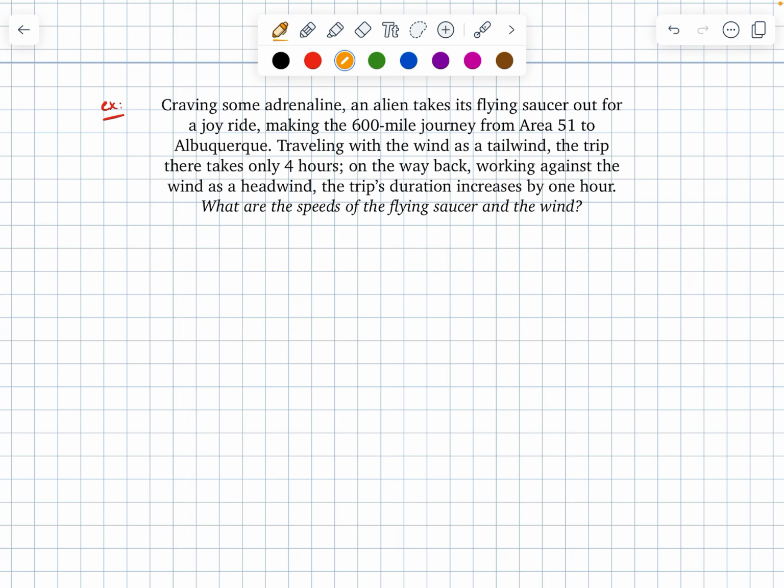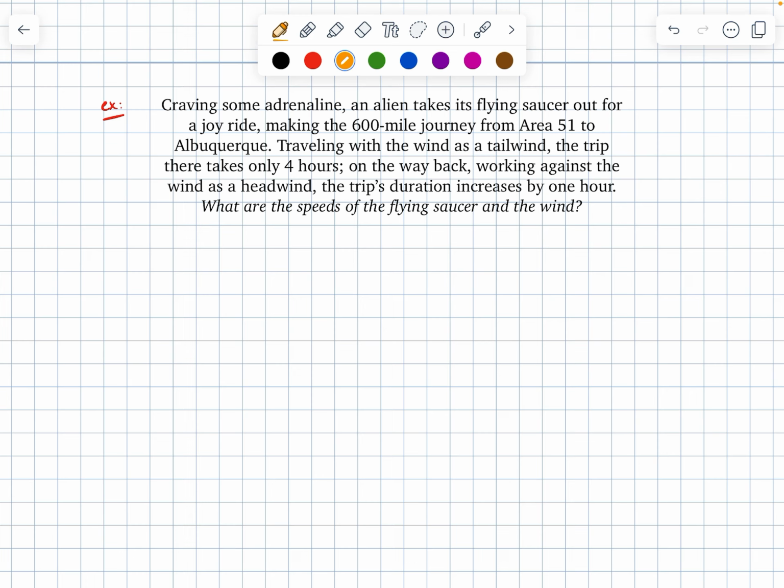Craving some adrenaline, an alien takes its flying saucer out for a joyride, making the 600-mile journey from Area 51 to Albuquerque. Traveling with the wind as a tailwind, the trip there takes only 4 hours. On the way back, working against the wind as a headwind, the trip's duration increases by 1 hour. We want to know what are the speeds of the flying saucer and the wind.